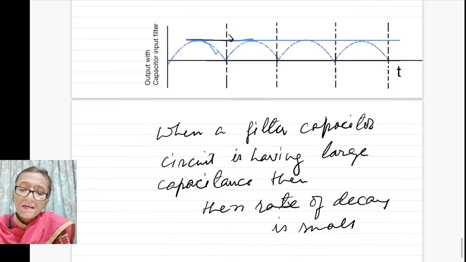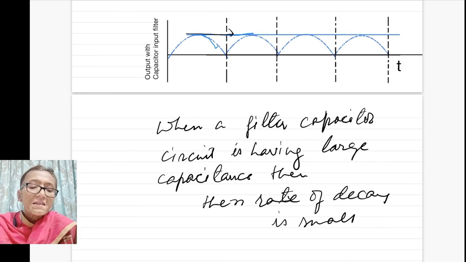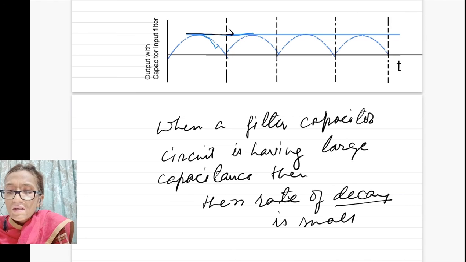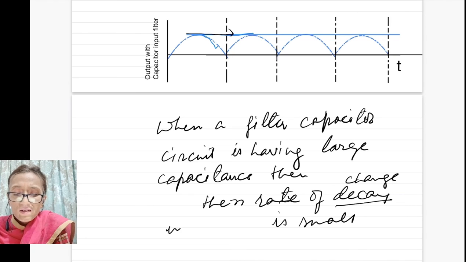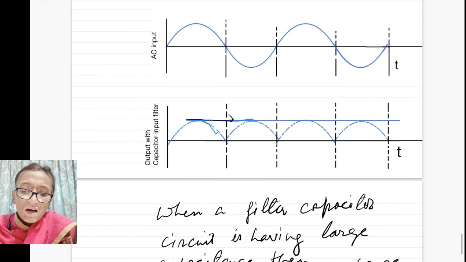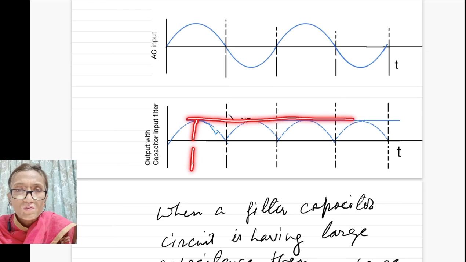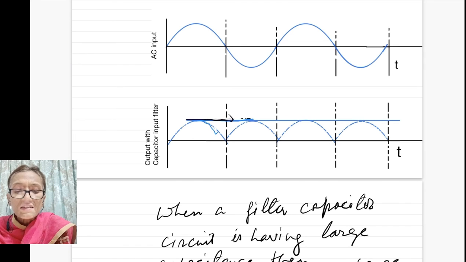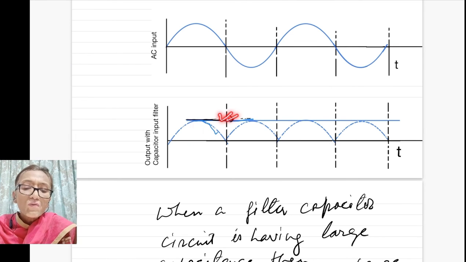Better I should write rate of change. The change in voltage, or you can say current also, is small. And we have a constant steady value of DC. Why DC? Because the direction is the same, the direction is not changing. And now you have a constant, steady value also. So you obtain a DC, and this DC is near the peak value of the filter circuit.